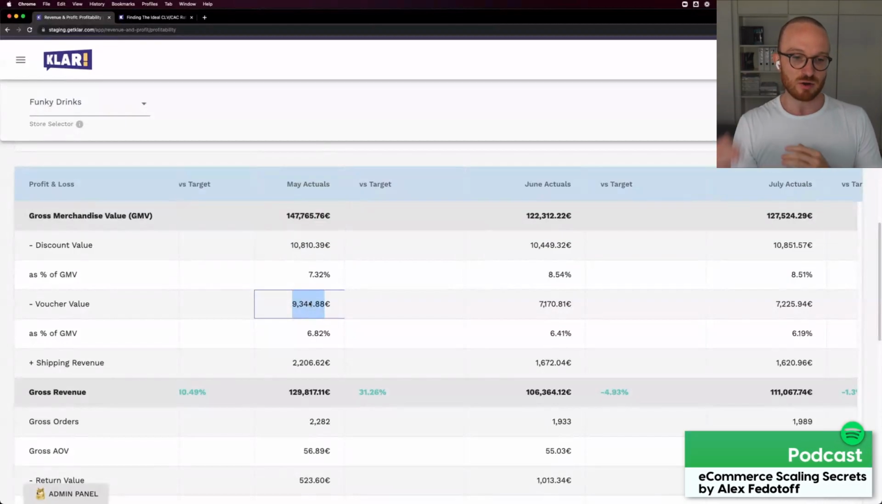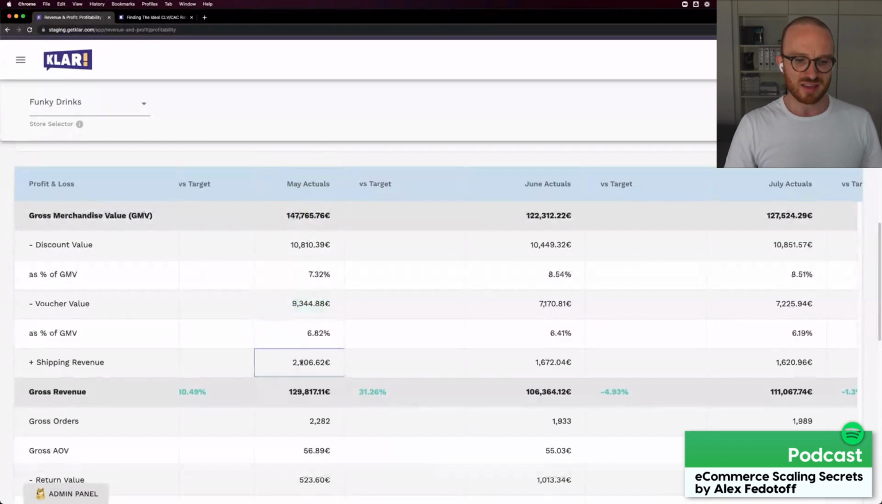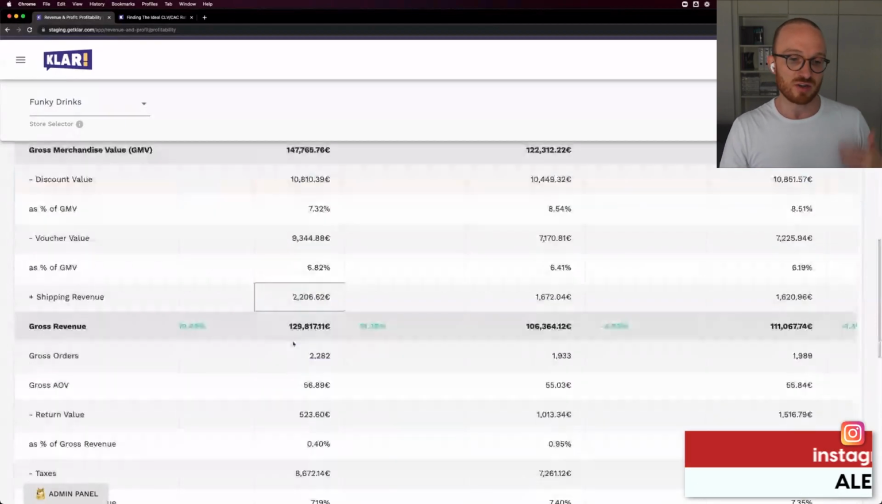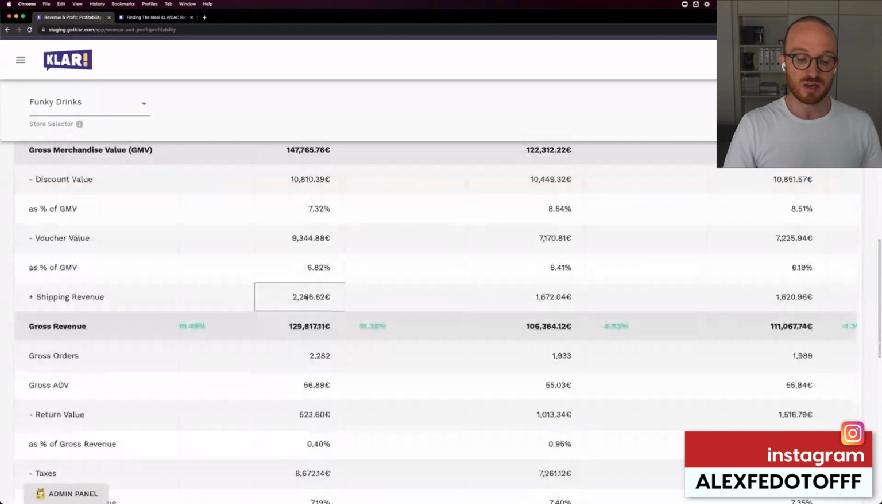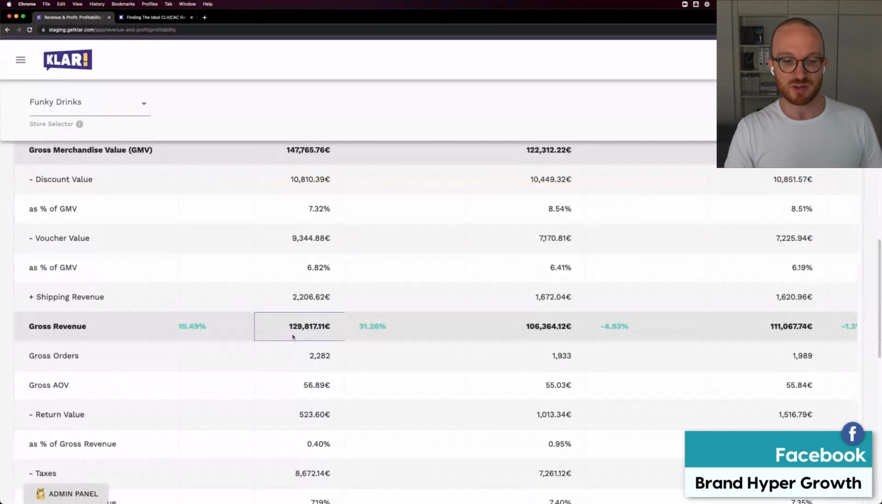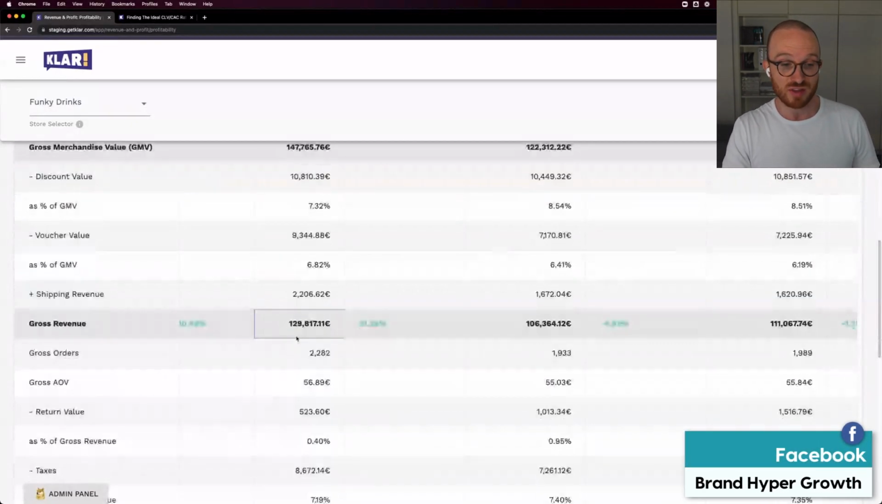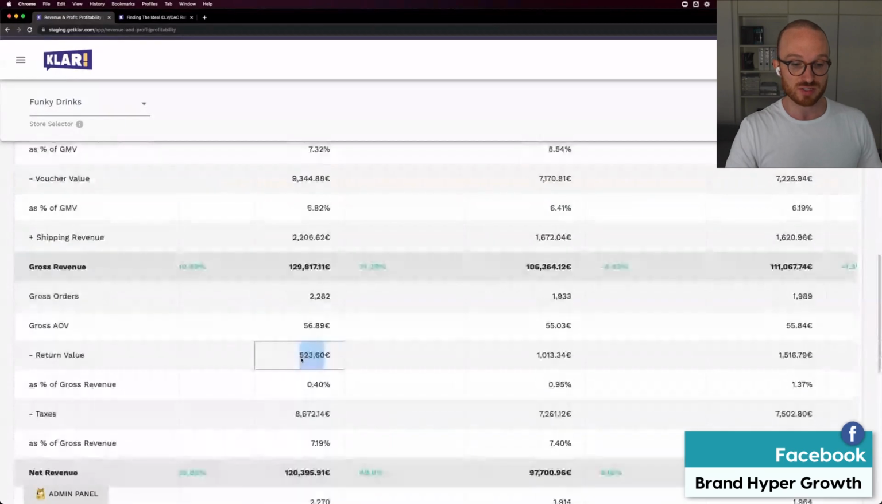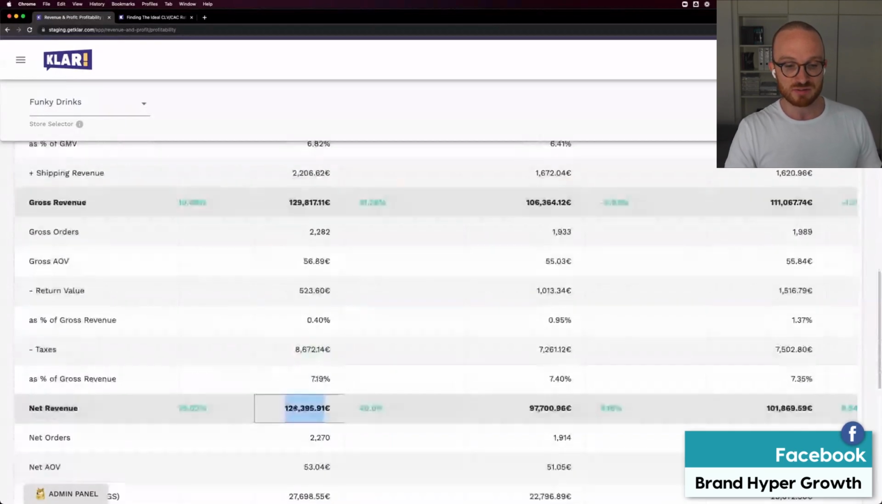So breaking these out already tells you what is actually the reason why your original top line revenue is being reduced. On that, you then add your shipping revenue, so how much your customers have to pay you because they don't reach the minimum order threshold to get free shipping. The sum of that gives you your gross revenue, from which you then have to deduct your returns as well as your taxes, which leaves you your net revenue.